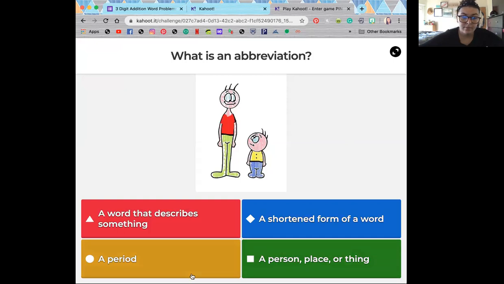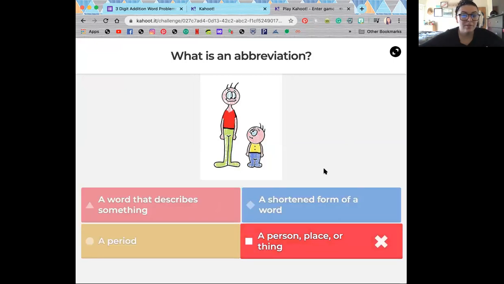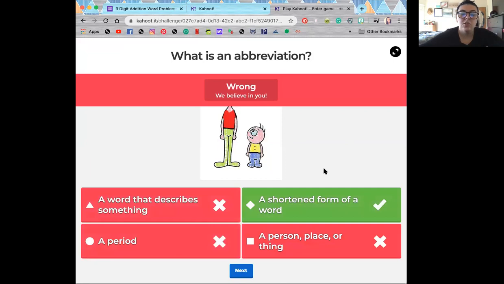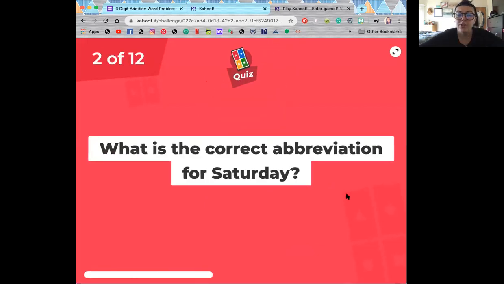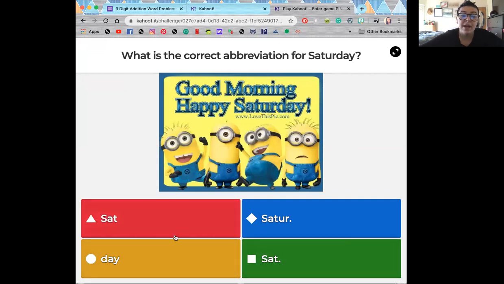I'm going to get it wrong, so that when you do it, you can find the right one, because I don't want to give that one away. But I do want to show you how these are going to work. So what is the correct abbreviation for Saturday? So remember, I have all my choices. You're going to pick which one. A big hint is going to be that it starts with a capital letter and it has a period at the end. So you're going to have to decide.